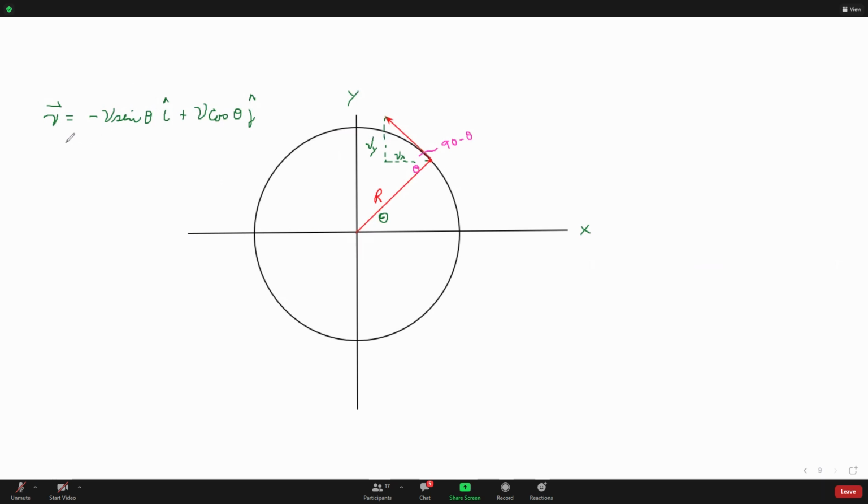Now, that equals minus V. Now, what is the sine? The sine is, if this point right here has coordinates x and y, the sine of theta is just y over r.